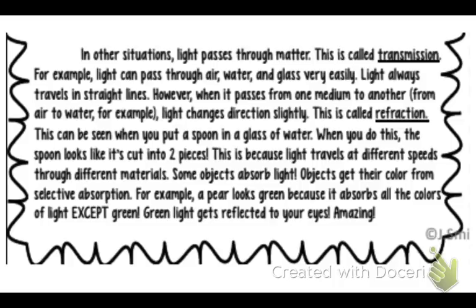Some objects absorb the light. Objects get their color from selective absorption. For example, a pear looks green because it absorbs all colors of light except green. Green light gets reflected to our eyes. Amazing.